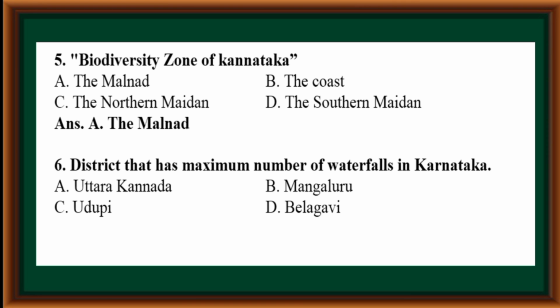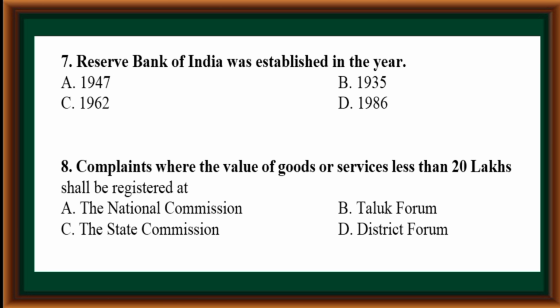The Malnad. District that has maximum number of waterfalls in Karnataka: Uttara Kannada, Mangaluru, Udupi, Belagavi. Uttara Kannada. Reserve Bank of India was established in the year 1947, 1935, 1962, 1986. 1935. Complaints where the value of goods or services is less than 20 lakhs shall be registered at the National Commission, Taluk Forum, the State Commission, District Forum.